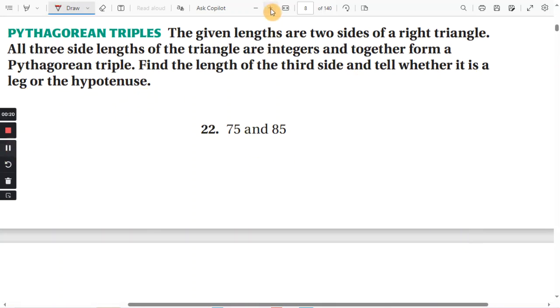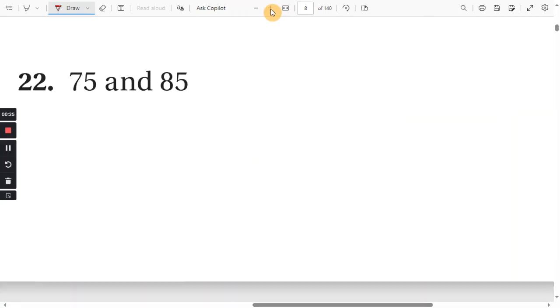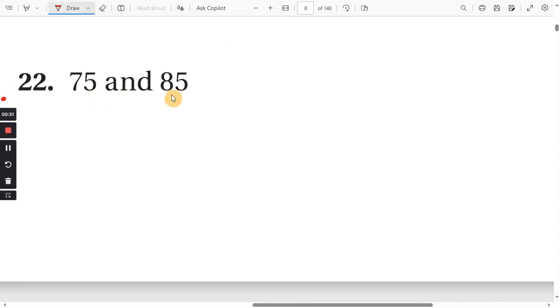All right, let's look at number 22, the given side lengths. Now, one side of the triangle is missing. Okay, we can call that X. But the problem is, we don't know if this is the longest side, in which case this would be C, or if the missing side is the longest side, in which case this would be C. So we don't know which one is C. We have to try it both ways. Okay?